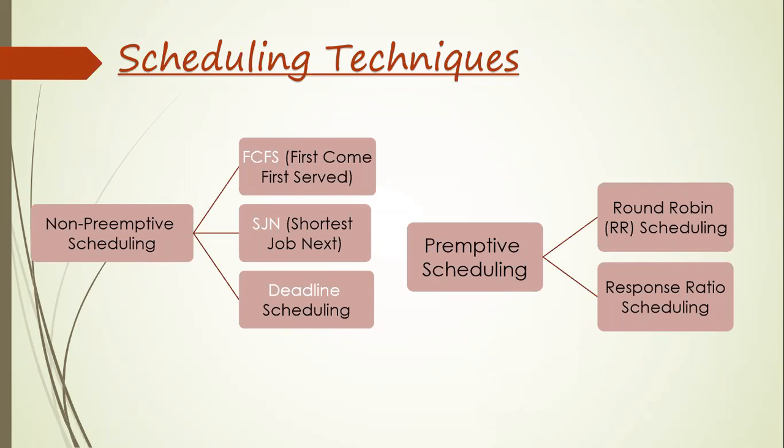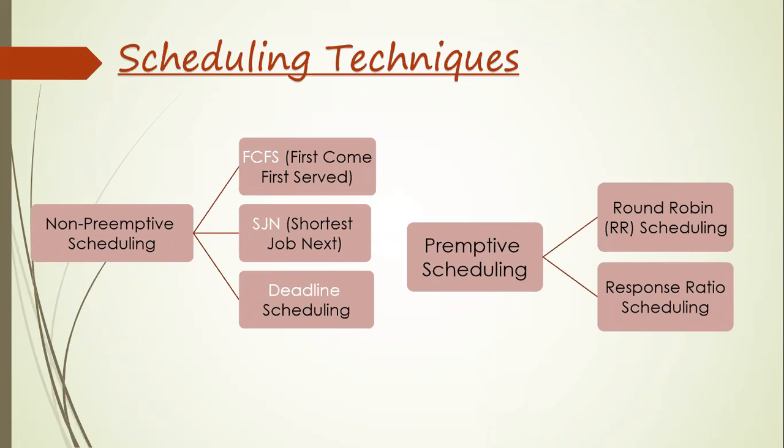We are going to stop in between, right? And non-preemptive, we are not going to stop anyway. Okay, so in non-preemptive, three techniques are there: first come first serve, SJN, that is shortest job first, then deadline is there, and in preemptive, round robin scheduling is there, and response ratio scheduling is there.